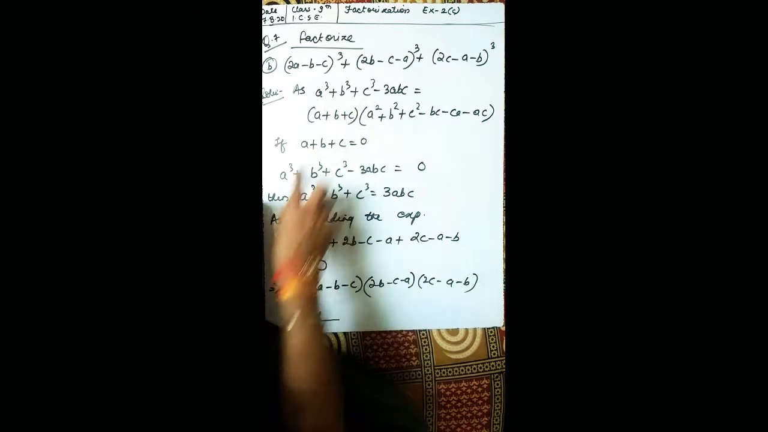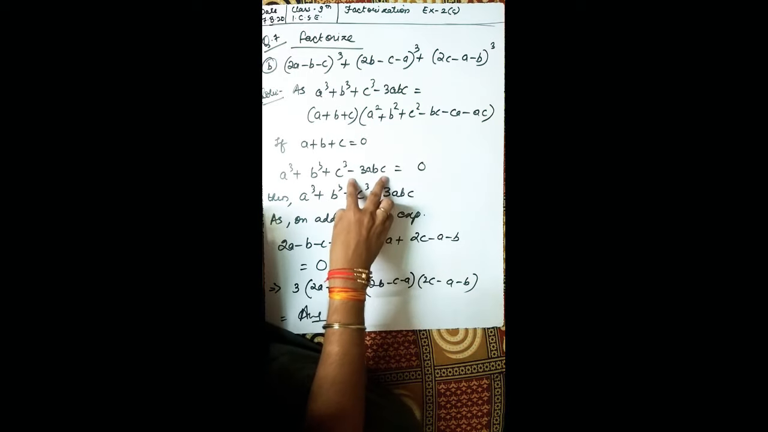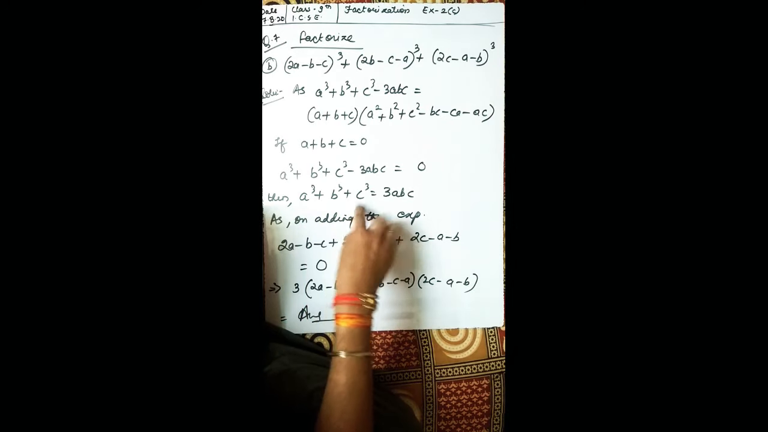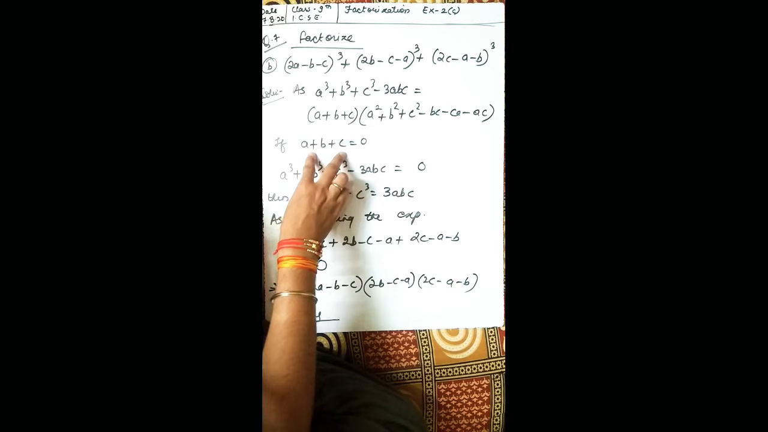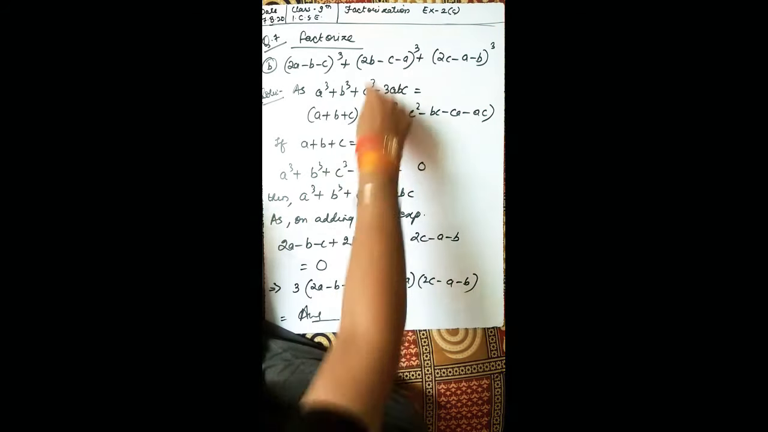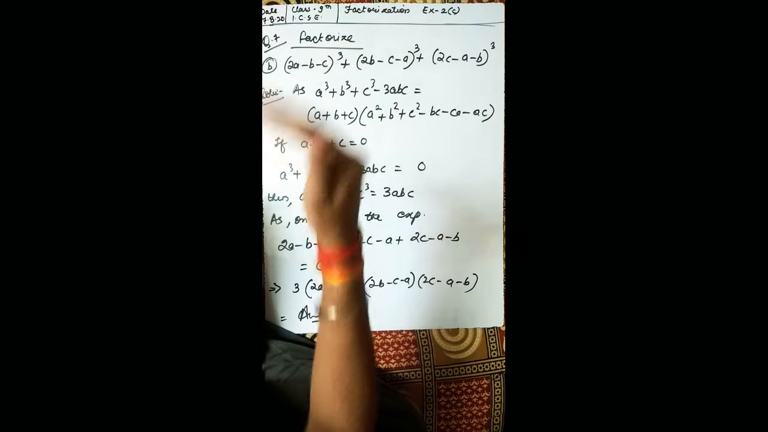So a cube plus b cube plus c cube minus 3abc equal to 0. And when you take this minus 3abc to that side, your a cube plus b cube plus c cube will be equal to 3abc, provided your a plus b plus c is 0, then only can you use this identity. So I have solved this identity because we are going to use this in our question.